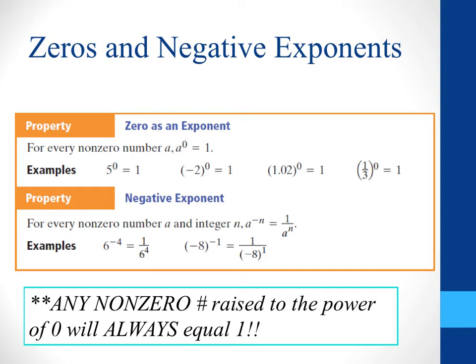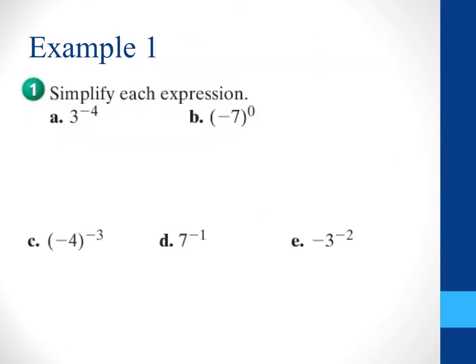But before we do that, I want to reiterate, any non-zero number that's raised to the power of 0 is always going to equal 1. Please do not forget that. So with example 1, part A, we have 3 to the negative 4th. You could really rewrite that as 3 over 1. So what this tells me is I need to move that 3 to the 4th power out of the numerator and into the denominator.